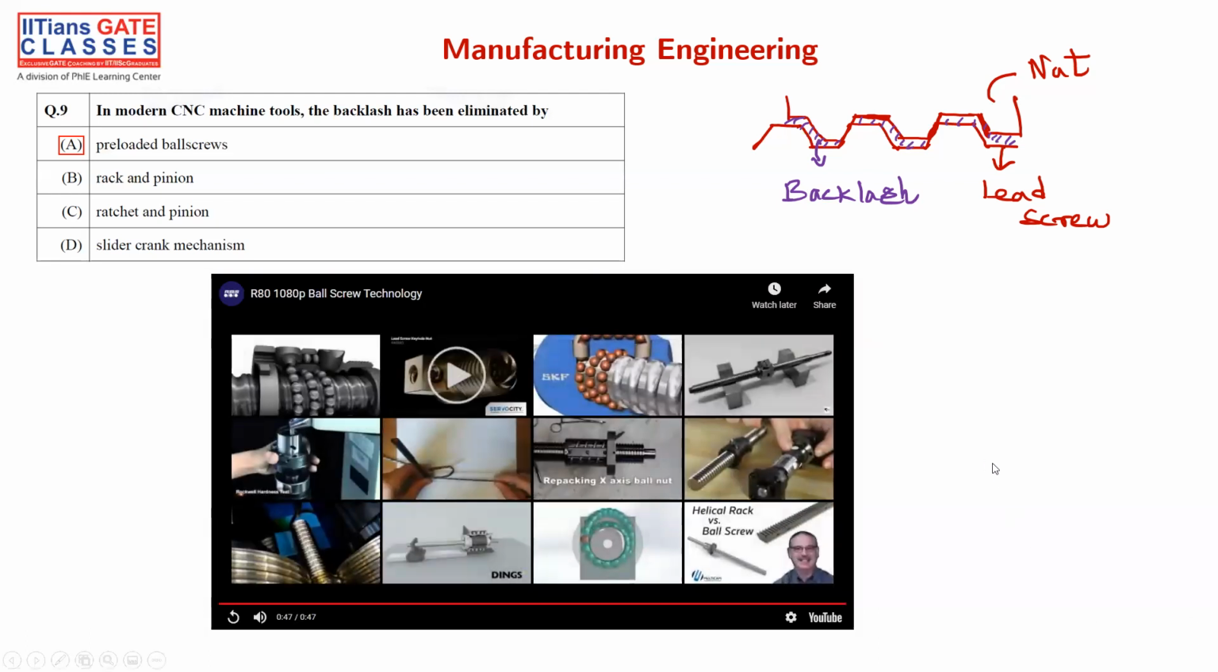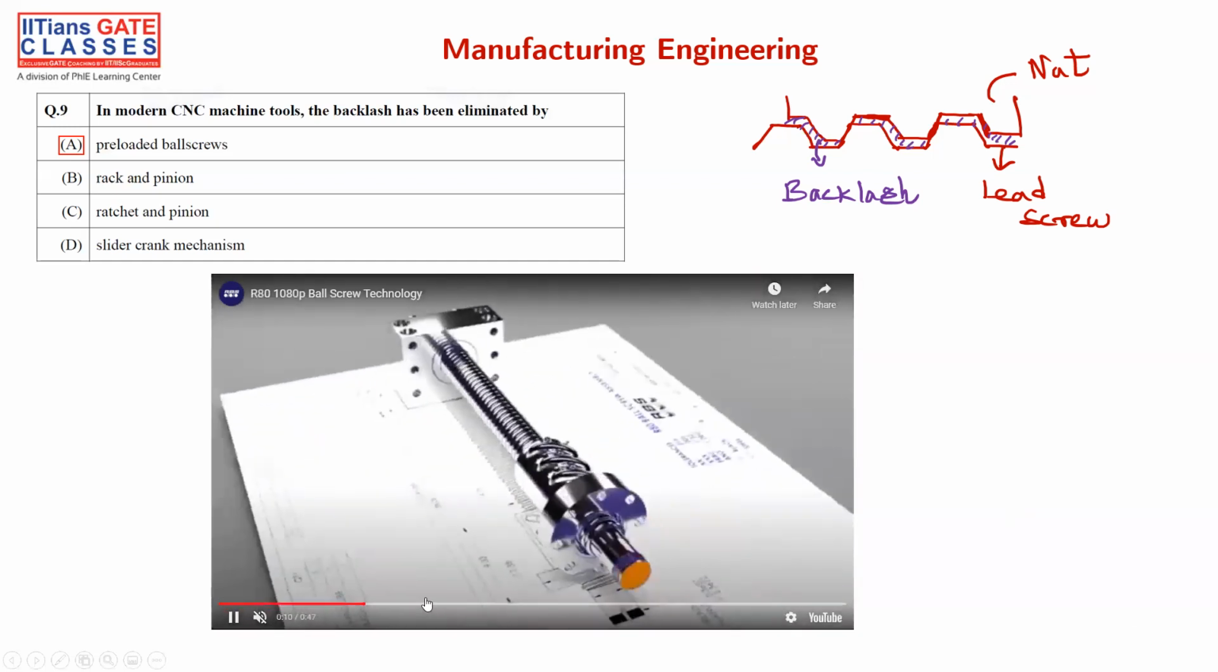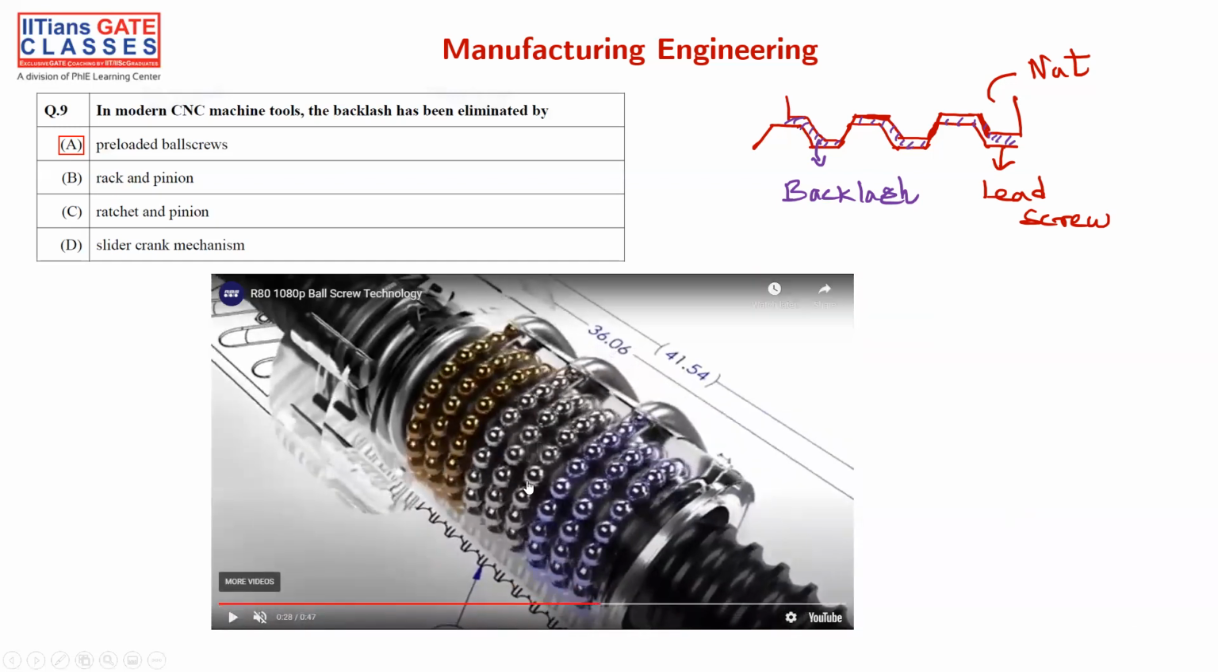Fine. So now that we have watched the video, you can clearly understand that those are the balls, or the screws. You can see here. These are the preloaded ball screws that are put here to avoid this kind of backlash between the nut and the screw, right? And if you put this kind of preloaded ball screws, the backlash in the CNC machine can be eliminated. So the answer is A. Okay, fine. Let's move on.